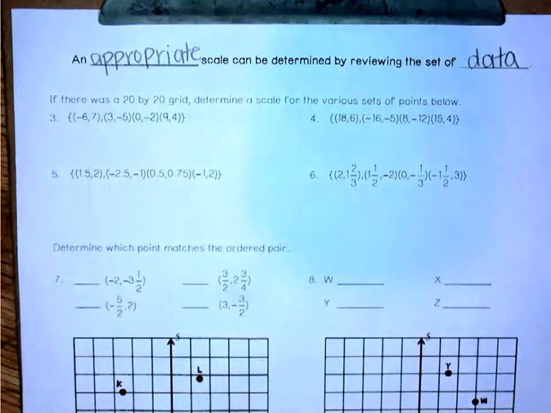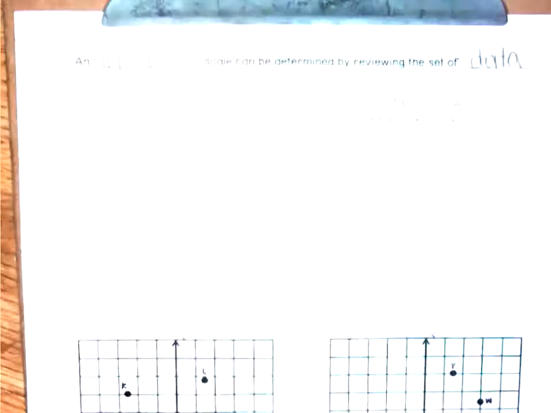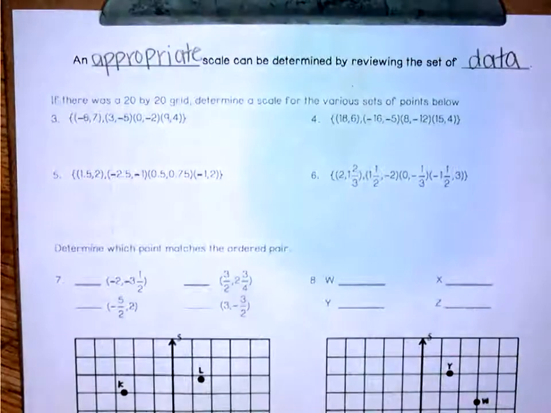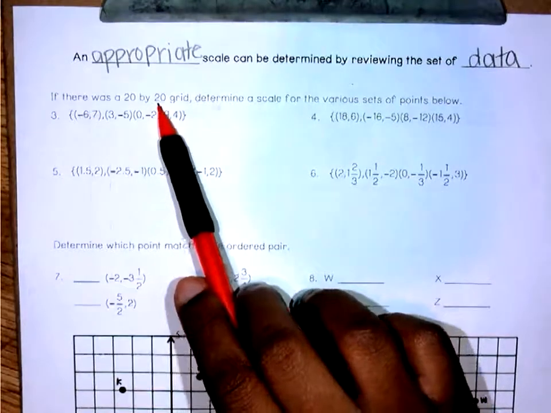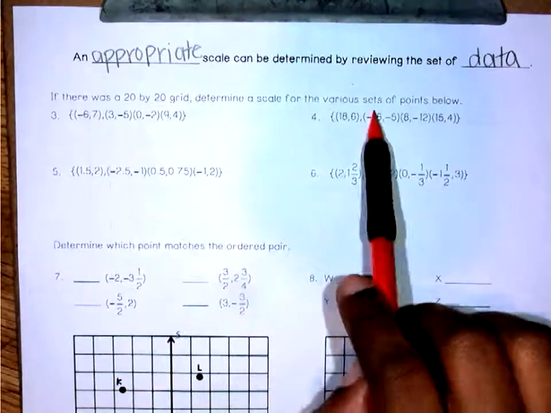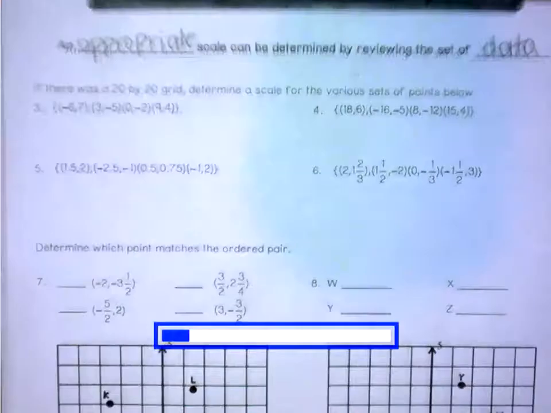What this means is you need to look at the points that you have to plot and then determine how far your scale should go. Okay? Let me see if I can turn this off. Oh, no, messed it up. Sorry about that. All right. It says if there was a 20 by 20 grid, determine the scale for the various sets of points below. Let me zoom in for you guys.